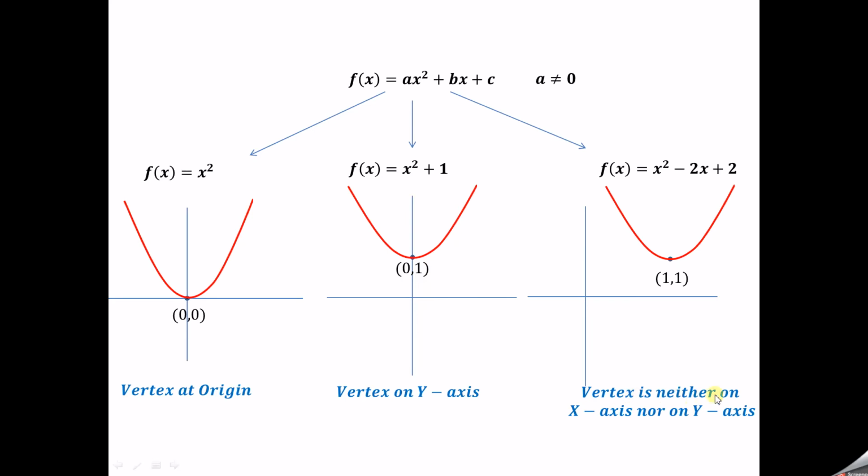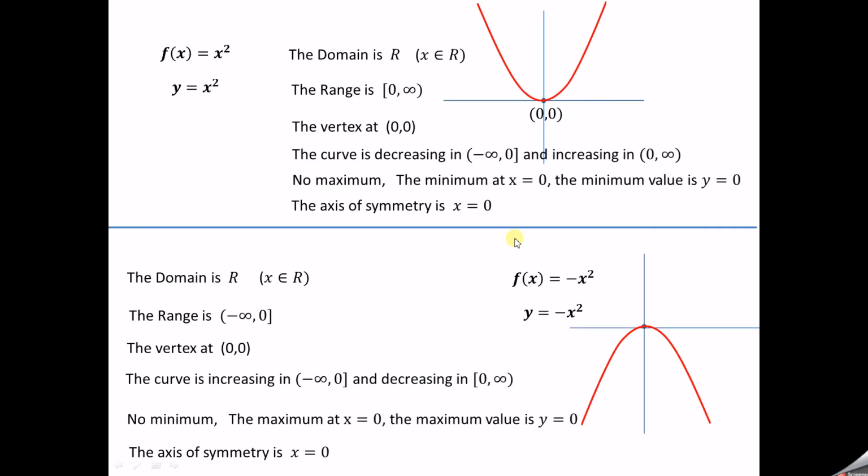So we can say the vertex is neither on the x-axis nor on the y-axis. Here in the first case, when it has only x square terms, the vertex is at the origin. That means the vertex is on the x-axis and on the y-axis, because the origin is the intersection of the x-axis and y-axis. Whereas if it has only x square and constant, no x term, then the vertex is on the y-axis, like here. And if we have all the 3 terms, x square, x and constant, then the vertex will be some other point, that means neither on the x-axis nor on the y-axis. These are the observations. Now let us go to one example.